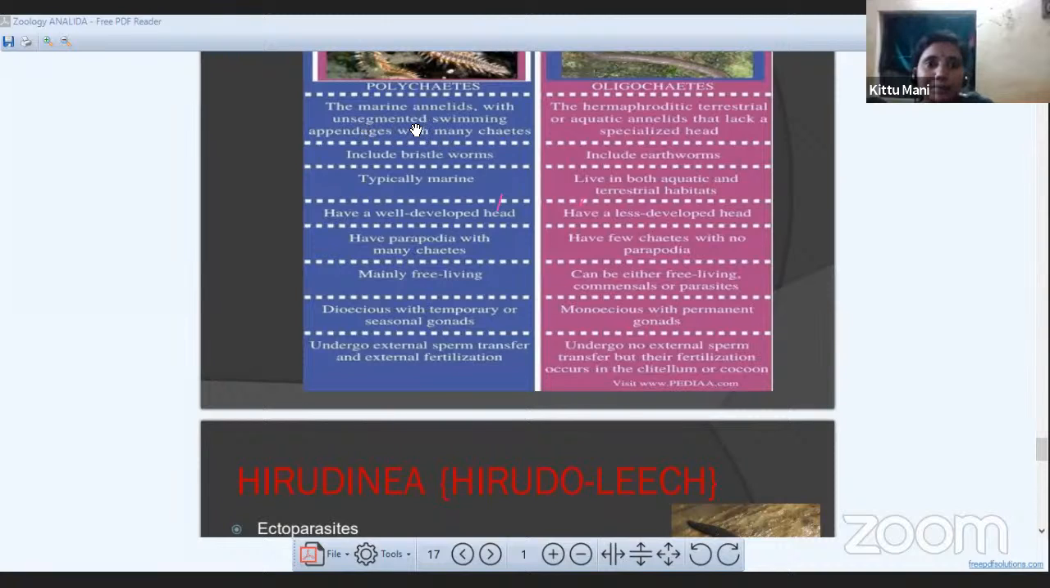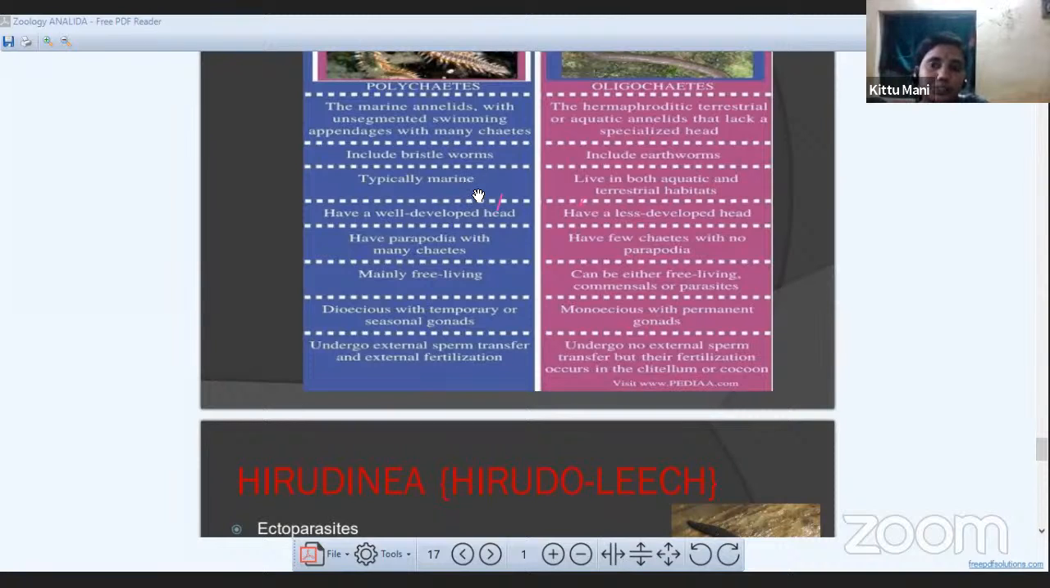The polychaetes are marine annelids with unsegmented swimming appendages with many setae. They belong to the marine habitat, and the swimming appendages are called parapodia. We already discussed that. They include bristle worms. What is an example for the polychaete? A bristle worm like Nereis.